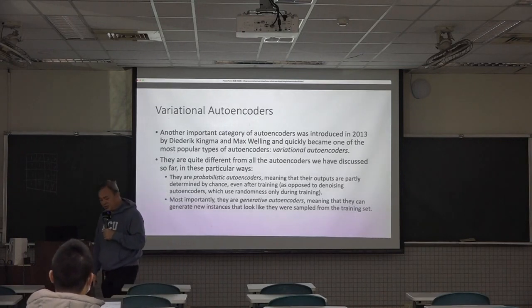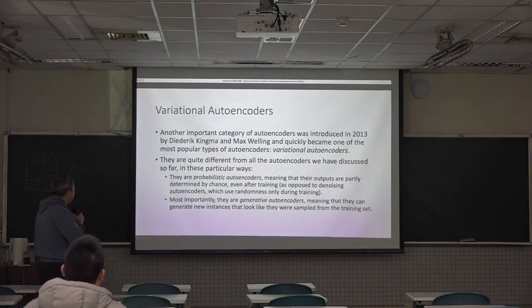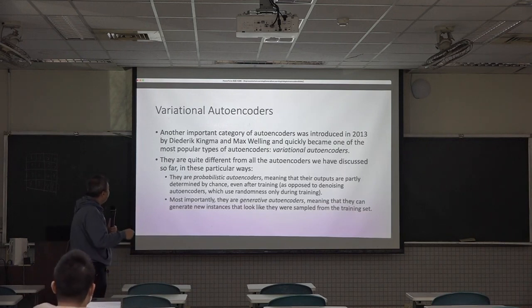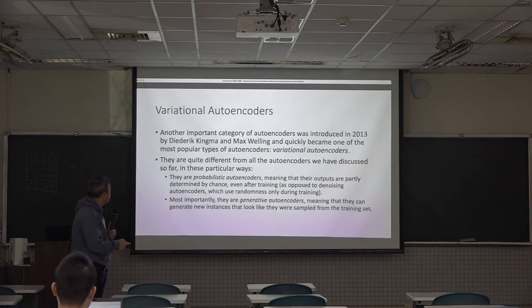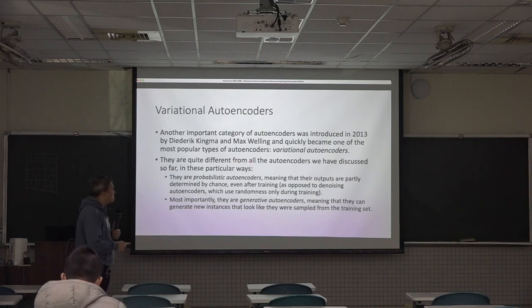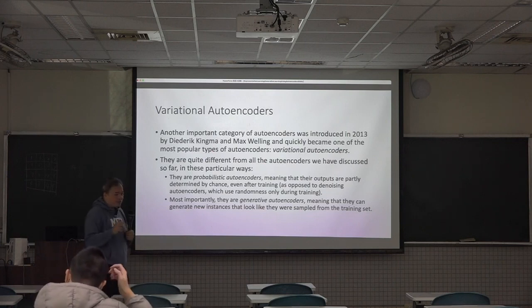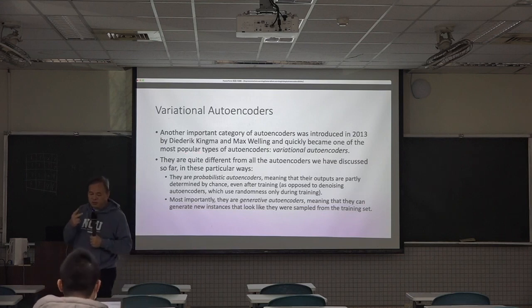So here we are in a position to talk about the last application of the autoencoder, which requires another type of autoencoder called the variational autoencoder. This was proposed in 2013 by Diederik Kingma and Max Welling, and it has become one of the most popular types of autoencoder. Why? Because this is very different from all the autoencoders that we have talked about. There are two important differences.